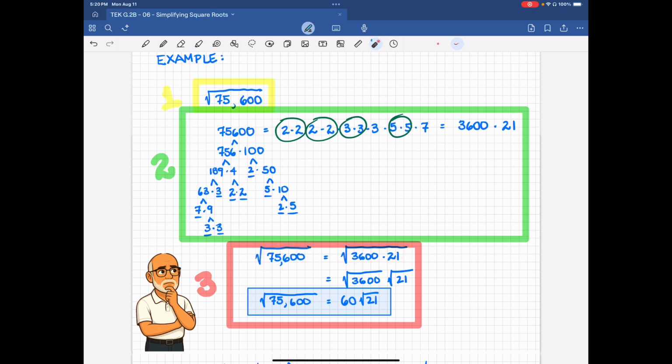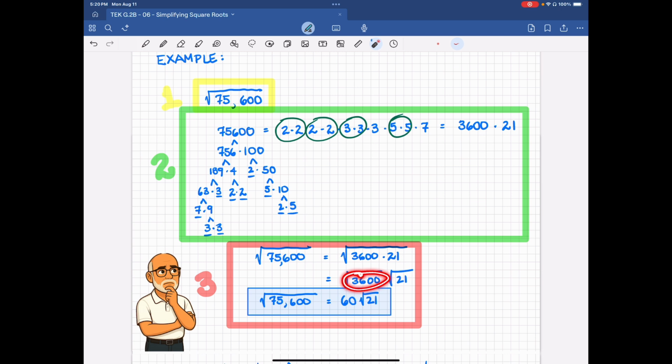Knowing our rules for square roots, we know that if we have factors underneath the square root symbol, we can break those factors up into individual square root symbols. So I can take this 3,600 and put it under its own square root. I can take the 21 and put it under its own square root. So doing that, I end up with the square root of 3,600 times the square root of 21.